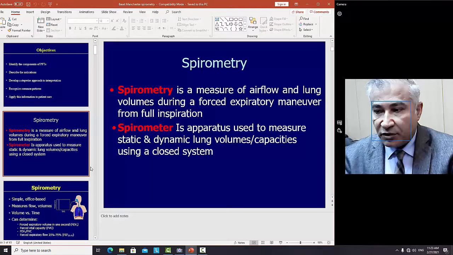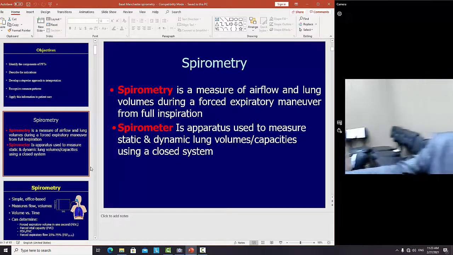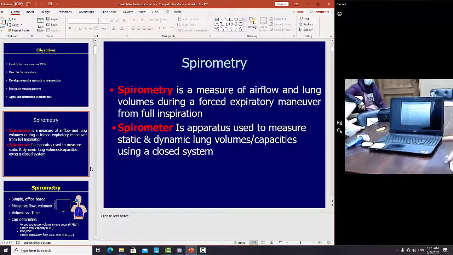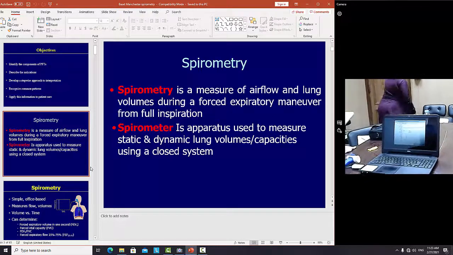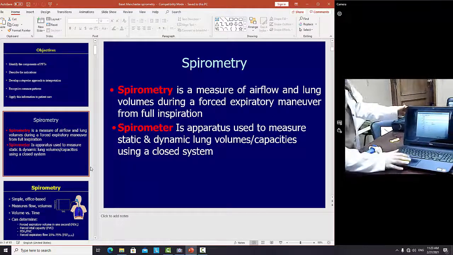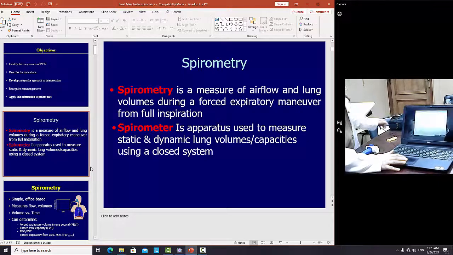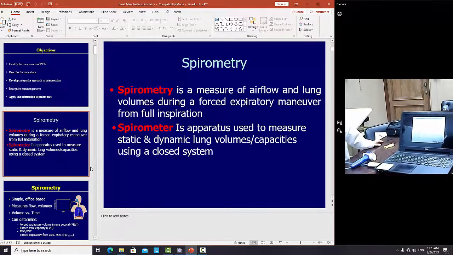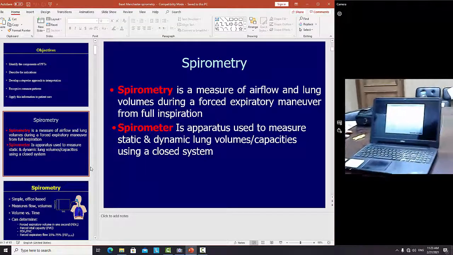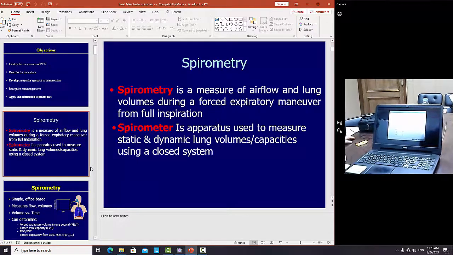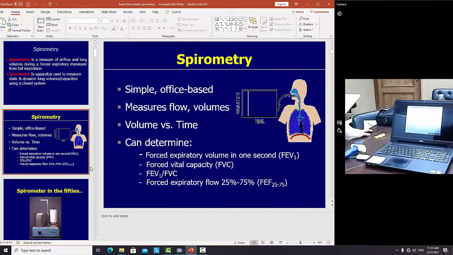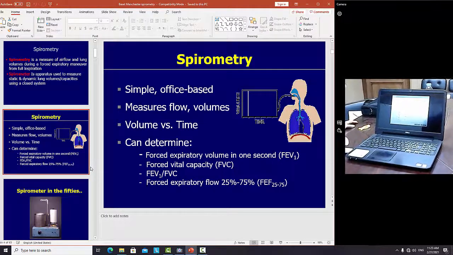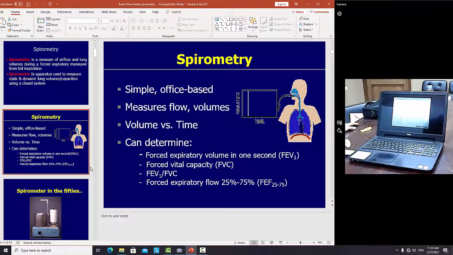What is the difference between spirometry and spirometer? This is a spirometer, and when you prescribe, you need spirometry. Spirometry measures the airflow and lung volumes during a forced expiratory maneuver from full inspiration. But the spirometer is the apparatus: a simple office-based device to measure flow and volume.